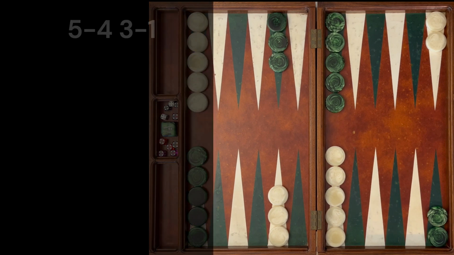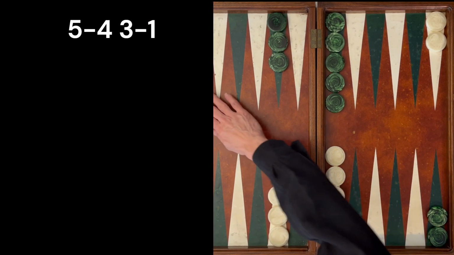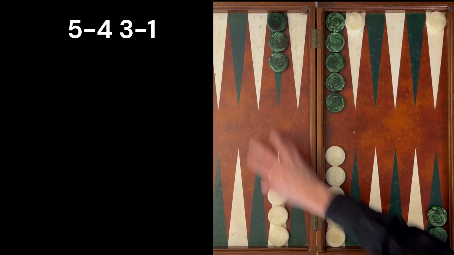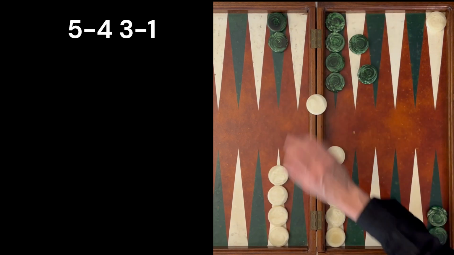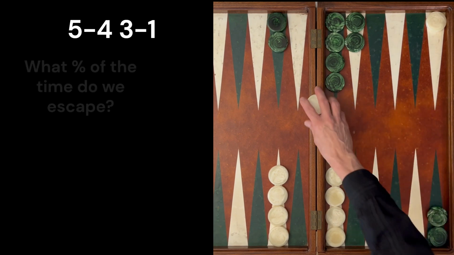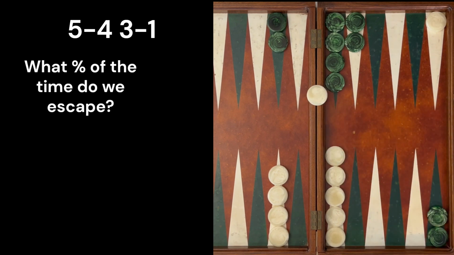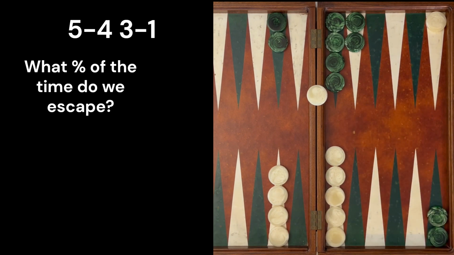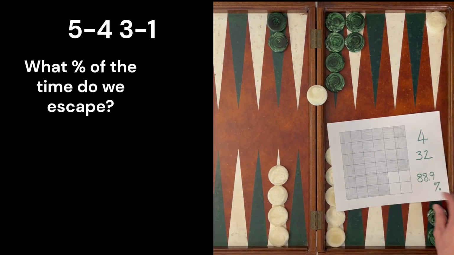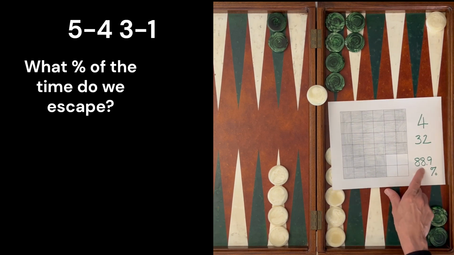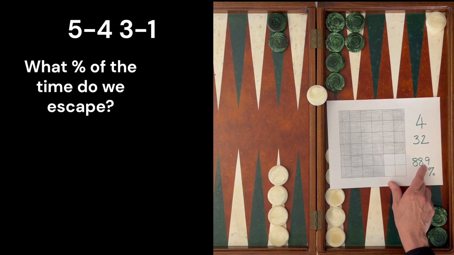Here's our first example. We win the opening roll with 5-4. And our opponent responds by rolling 3-1 and makes their 5-point on our head. So we can start asking some questions. What percentage of the time do we escape our checker? We escape with any 1, 2, 3, or 4. And using our shortcuts, 1, 2, 3, or 4 gives us this new one, 90%.